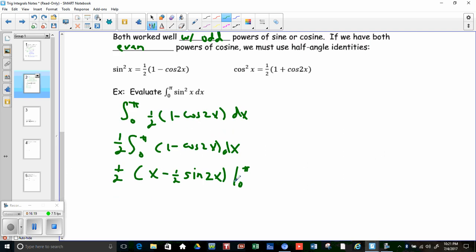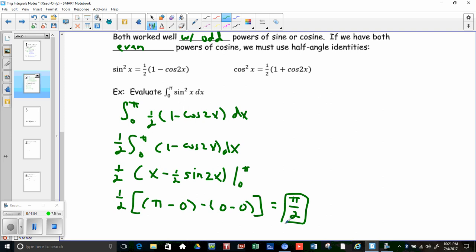So all we have to do now is evaluate. So 1/2, that can stay there. Now plugging in pi, we're going to get pi minus 1/2 of sine of 2 pi. Sine of 2 pi is 0, so that's 0. Minus, plugging in 0, we get 0 minus 1/2 sine of 0. Again, sine of 0 is 0. And yes, you will definitely need to know all your trig values quite well. So that's 0, that's just pi, so we get 1/2 of pi. It looks like the integral here is pi halves. Done.